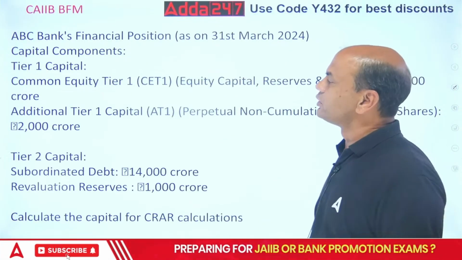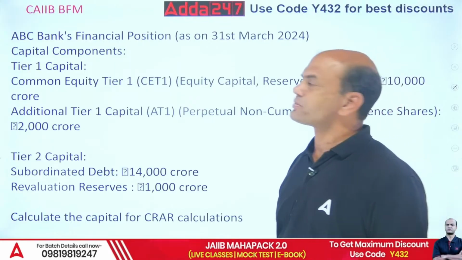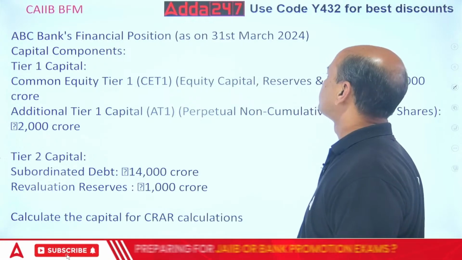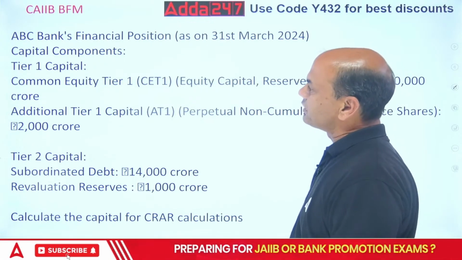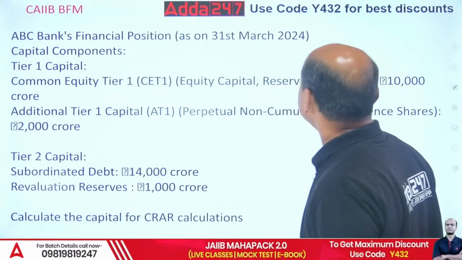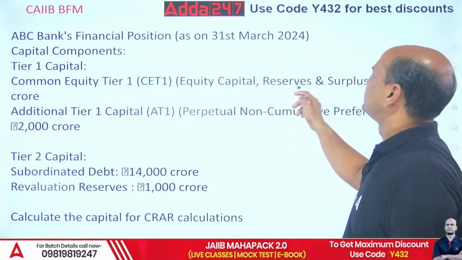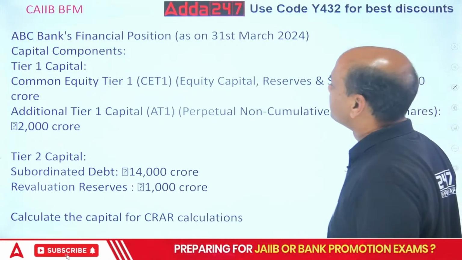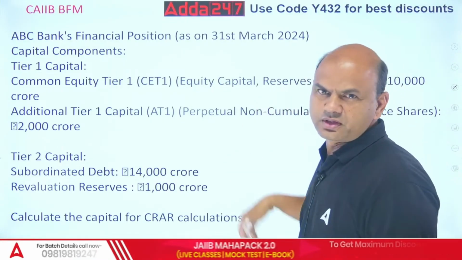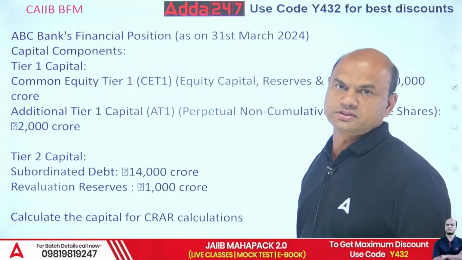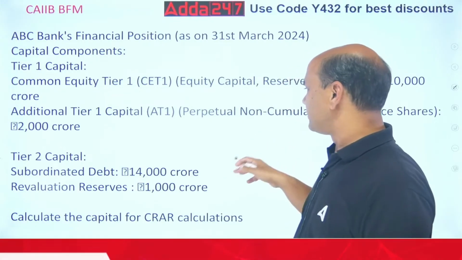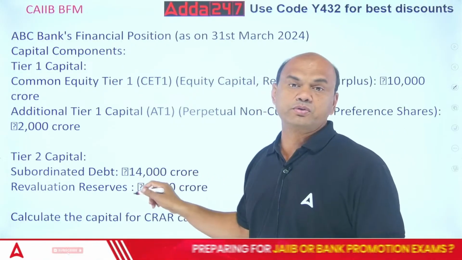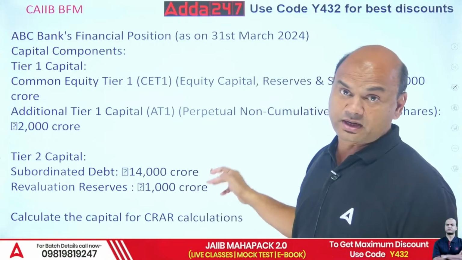See this is a numerical. Let's solve this also. ABC bank's financial position as on 31st March 2024. Capital components are given. CET1, it includes all these 3 points. Equity capital, reserves and surplus. Okay. Plus it includes 2 more which are not given over here. That is net profit and revaluation reserves. It's not mentioned. It might be mentioned somewhere. See, this is mentioned over here. This is a trap for you. Typical case study. This is a trap for you. I'll show you.